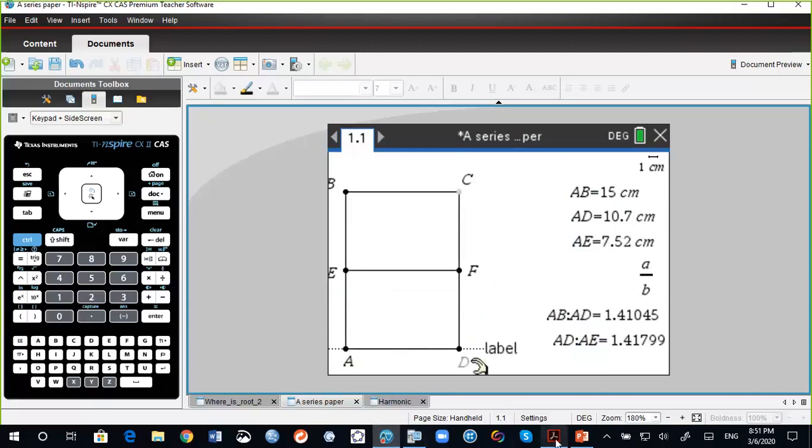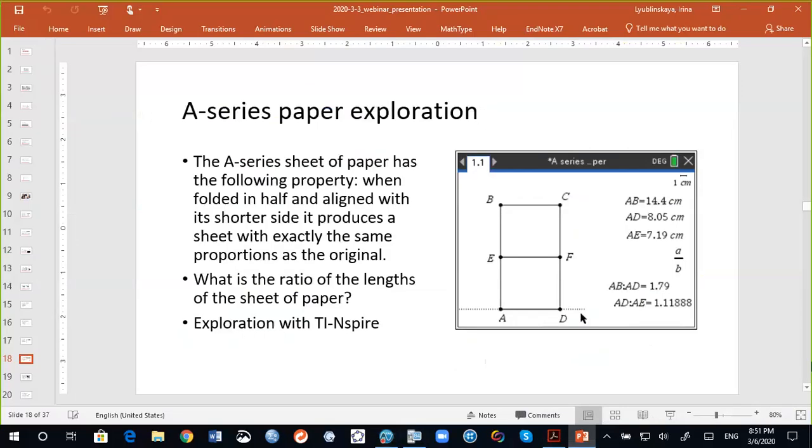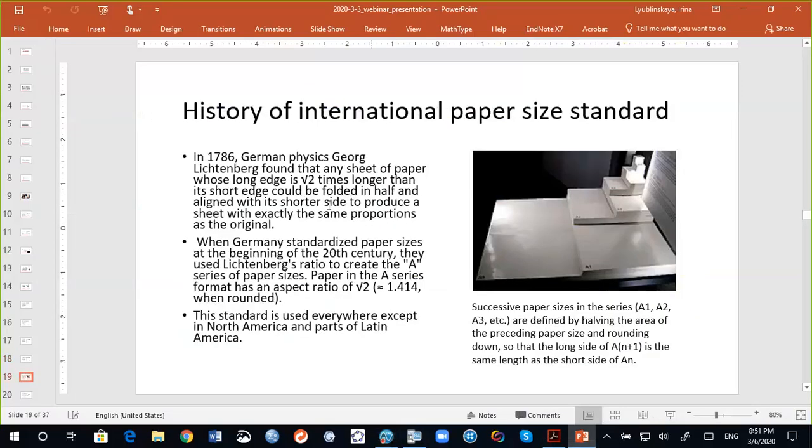So that particular property of the paper was discovered by a German physicist, Lichtenberg, back in the 18th century. He discovered that when you fold a particular sheet of paper so that it's exactly half of the other one and the ratio stays the same, then the long edge should be exactly square root of 2 times the shorter edge. And this discovery was used by the country's paper industry when they standardized their paper sizes in the 20th century. And they used that ratio to create the so-called A series of paper sizes.